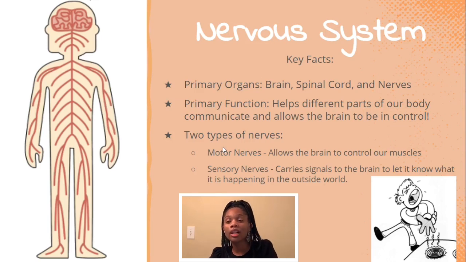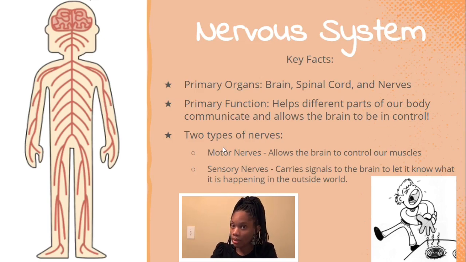As far as our nerves, we have two types of nerves in our bodies. We have motor nerves, which allow the brain to control our muscles, and then we have sensory nerves, which carry signals to the brain to let it know what is happening in the outside world. What I mean by the outside world is like when we're at home, say your mom or dad is cooking and that stove is hot, and they say, do not touch that stove.